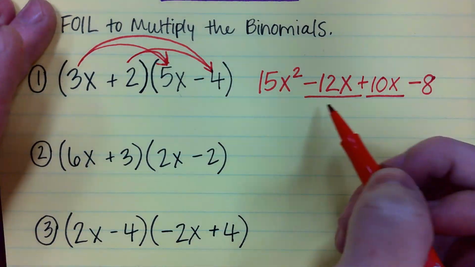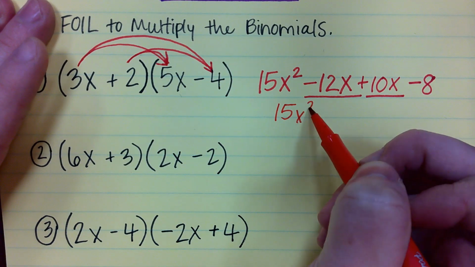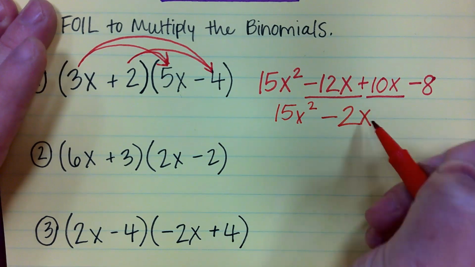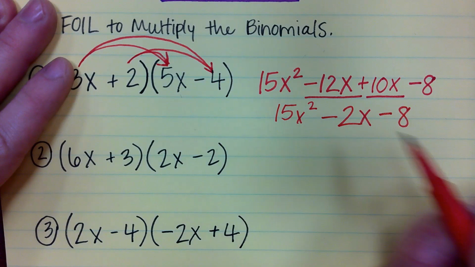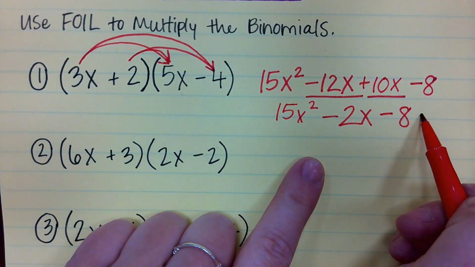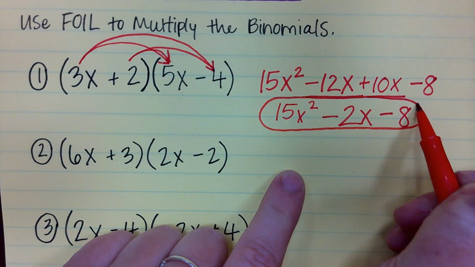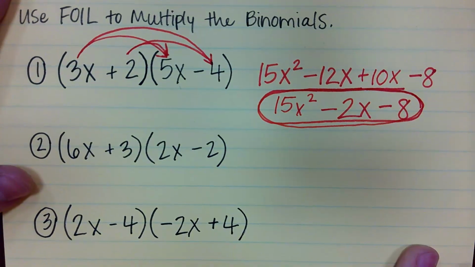So we now have 15x squared, and we said this is -2x, and then we just need to bring down -8. All right, and that is it. We will circle our answer. Okay, any questions on number 1?